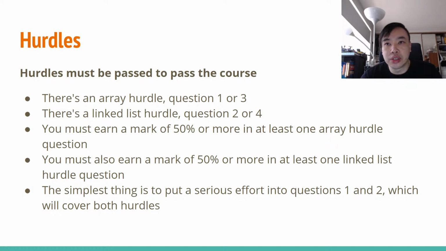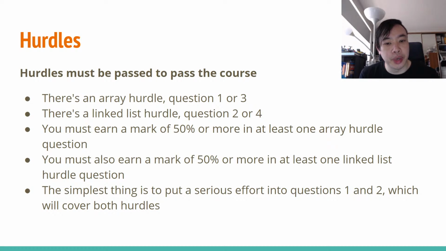These are strongly linked to the content in the two assignments. So if you've done the assignments, you don't have to have done well in the assignments. This is like stage 1 of both assignments level thinking. So there's an array hurdle and a linked list hurdle. You have to pass both hurdles to pass the course. So you have to get more than 50% of the marks.